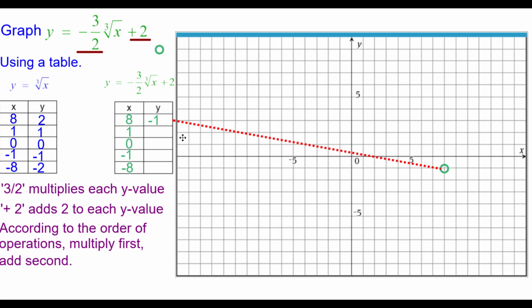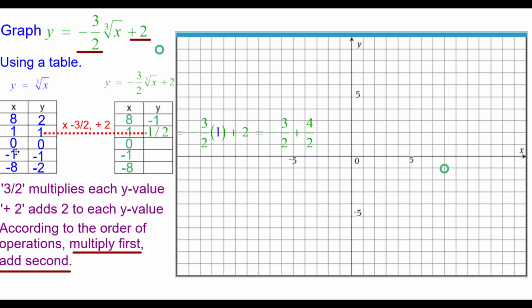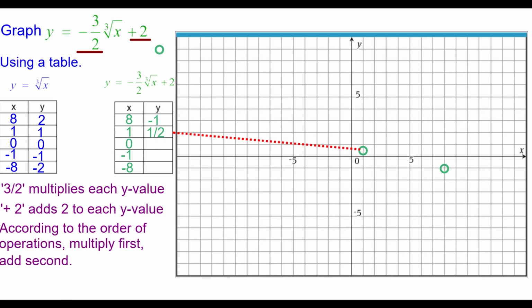Press pause to do that and resume when you're ready. One times negative 3/2 plus 2, and think of 2 as positive 4/2, so that will give you positive 1/2, plotting 1, 1/2. 0 times negative 3/2 is 0 plus 2 is 2, so plot 0, 2.